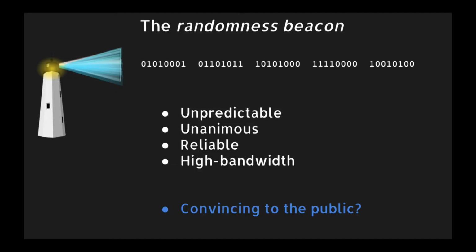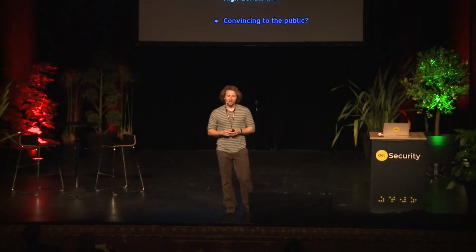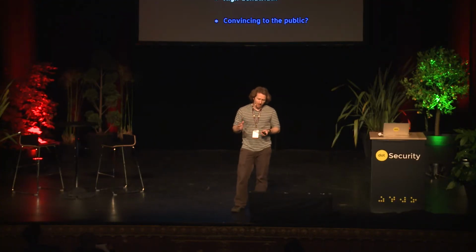There is a fifth property that we would like this imaginary object to have that maybe I'll circle back to at the end. But we'd like to actually be able to convince the public that this thing exists and that it's really behaving as advertised. This is a much, much harder property, but it is kind of there lurking in the background.